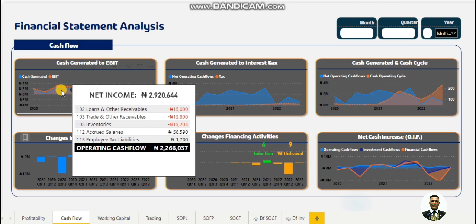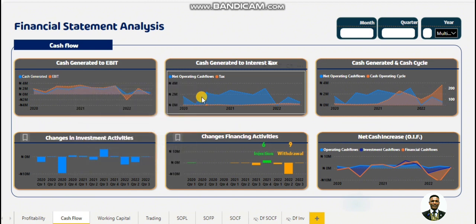Next, we move on to cash generated to income tax. Now, the idea behind this is to see how well the business has generated cash that would help it meet its other expenses before arriving at the net operating cash flow.